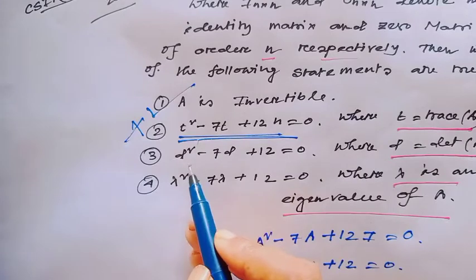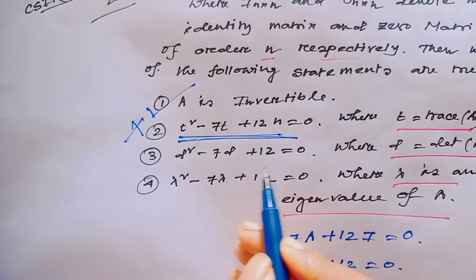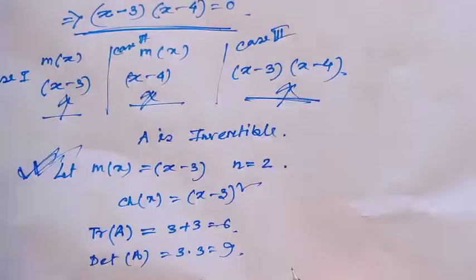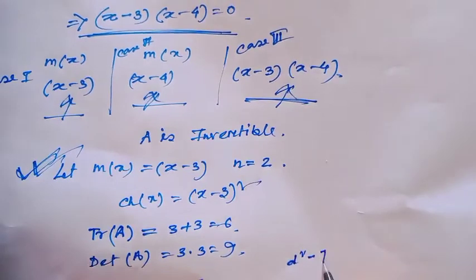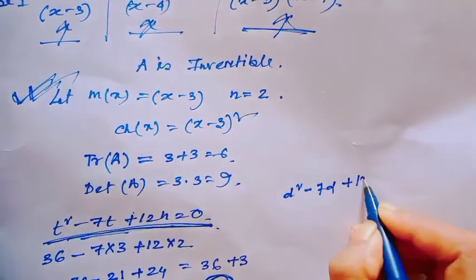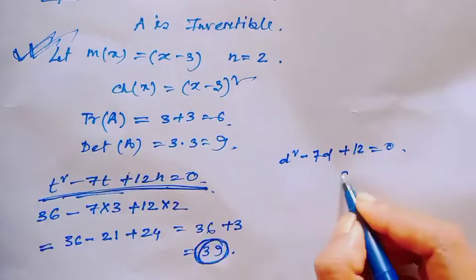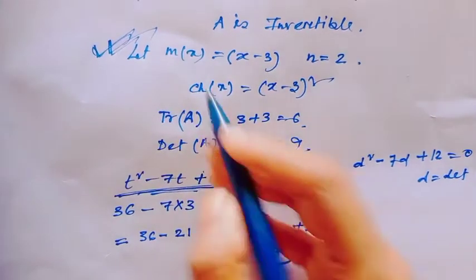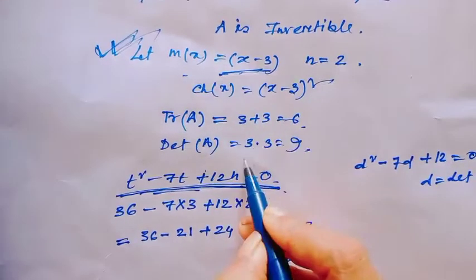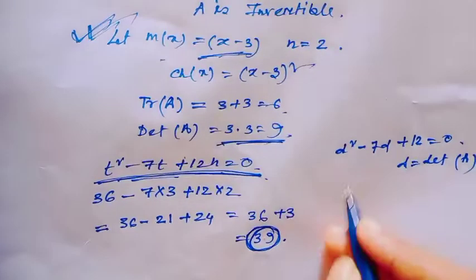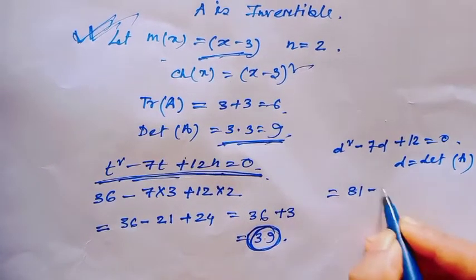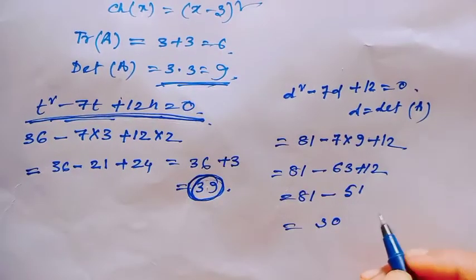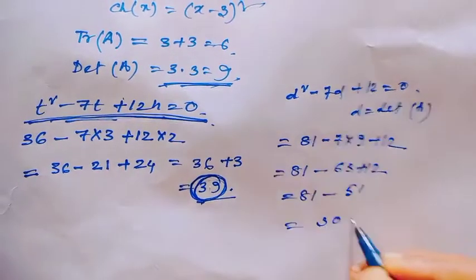And option 3 indicates d square minus 7d plus 12 equal to 0, where d equal to determinant of A. For d square minus 7d plus 12 equal to 0, where d equal to determinant of the matrix, and here I have got for this minimal polynomial the determinant of the matrix is 9. That means this is equal to 81 minus 7 times 9 plus 12, which is equal to 30, and this equation is also not equal to 0.